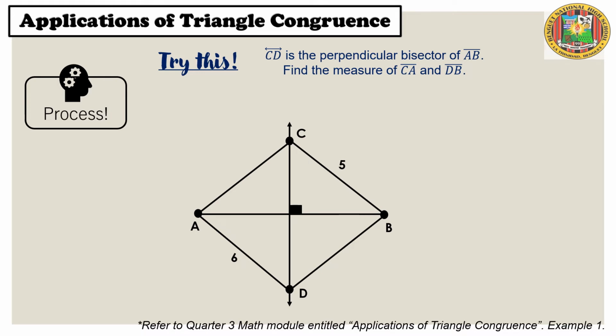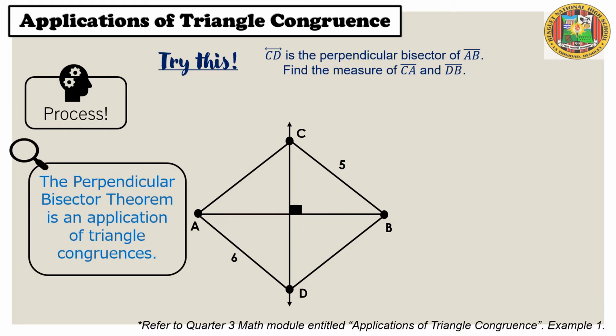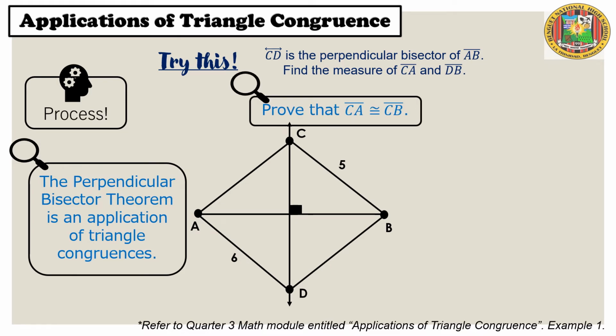The perpendicular bisector theorem is an application of triangle congruences. To show how, let us prove that side CA is congruent to side CB. Let us name an unnamed point as point E. From there, we see that side CA is part of triangle CEA and side CB is part of triangle CEB.